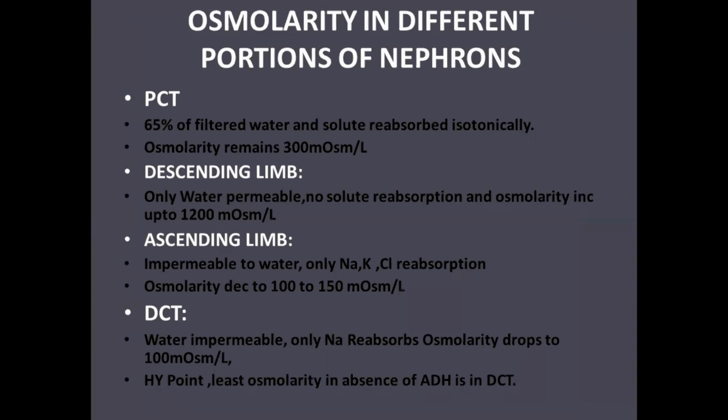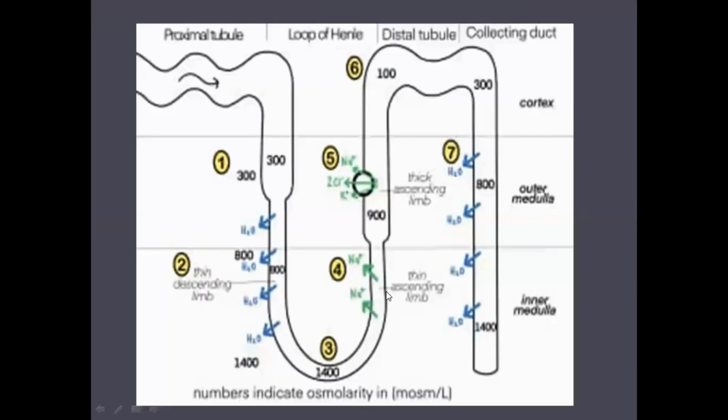No problem. Now moving towards the ascending limb. Here it is impermeable to water. Now water has no access to move outside. Only what is moving is your solute. That is the tri-port pump. So what will happen moving upward? Your solute moves outward. In that, what is left behind is your water. So what will happen to your osmolarity?